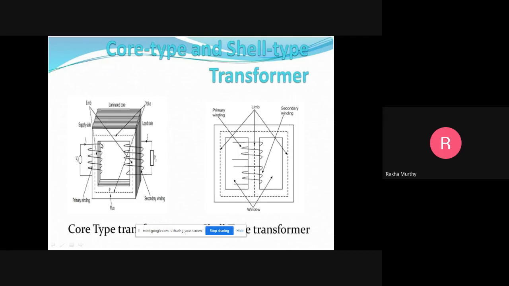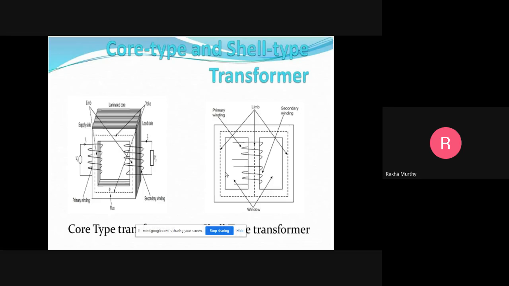So what is the basic thing which you need to consider? In this slide, what you mean by window: window means the part which forms a square, where the primary winding and secondary winding are wound. So this forms one window. Similarly, in the shell type, this forms two windows.